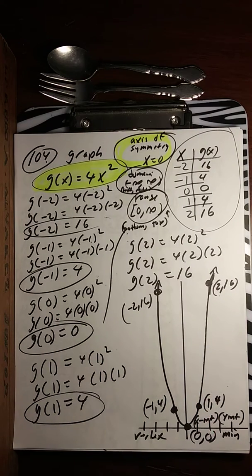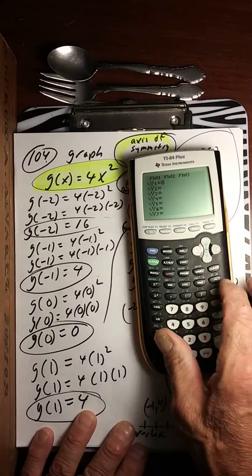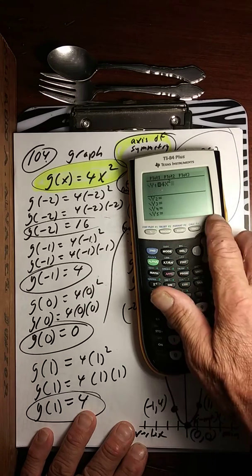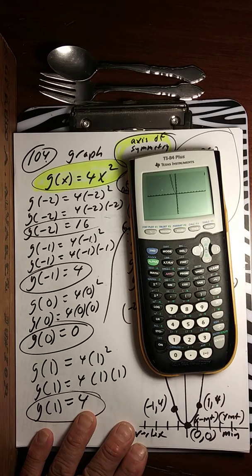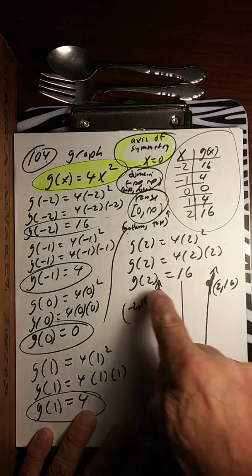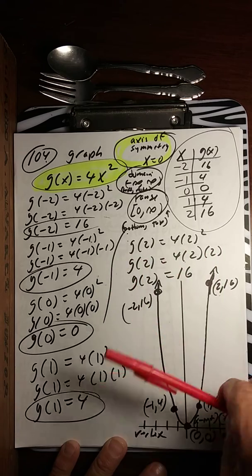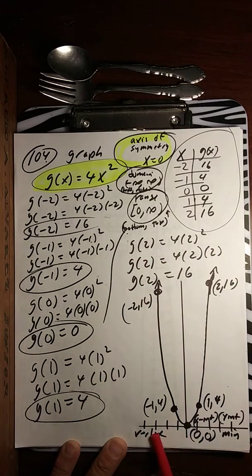G of x equals 4x squared. Okay, let's just put that in there. So we're going to go 4x squared, hit graph. There it is. It's just a curve going like this. Domain is infinity, infinity. Range is from 0 this way. Vertex is right there. 0, 0.